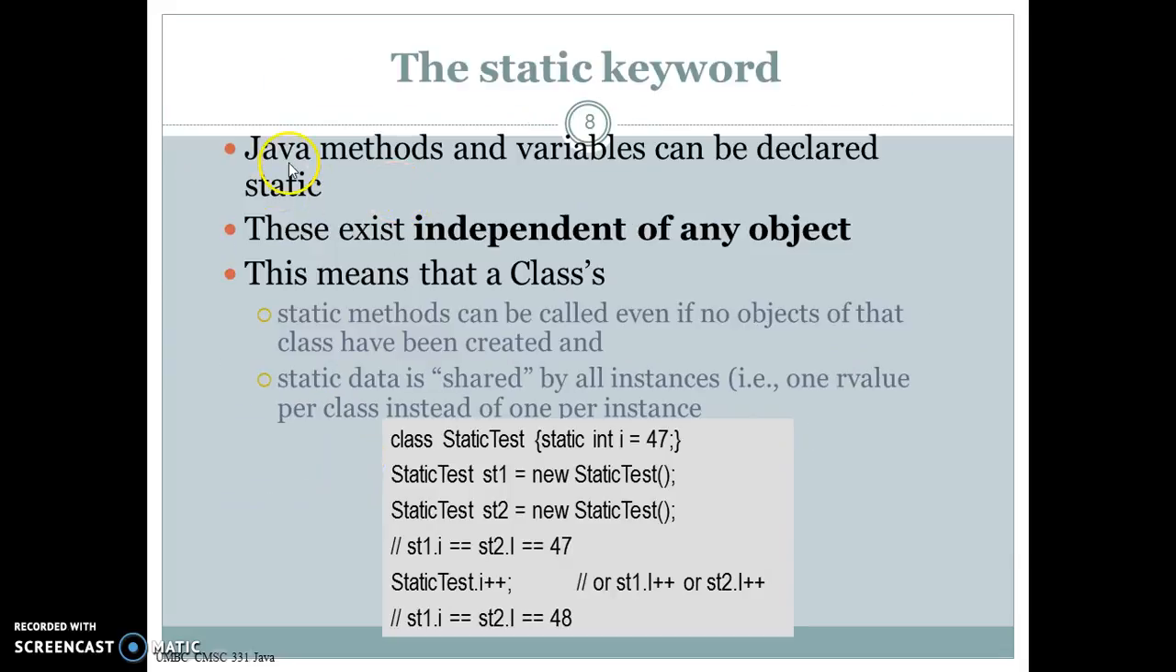Next, the static keyword. Java methods and variables can be declared static. These exist independent of any object. This means that a class's static method can be called even if no object of that class has been created. And static data is shared by all instances, that is, only one value per class instead of one per instance.